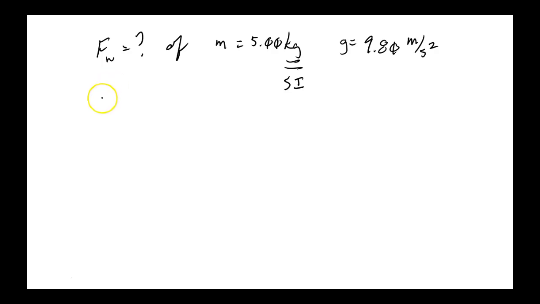So can you give me the weight? What's the formula? Mass times acceleration due to gravity. F equals ma. Here it's F equals mg because you're talking about weight. The other was net force. This is the weight force. And what's your mass?